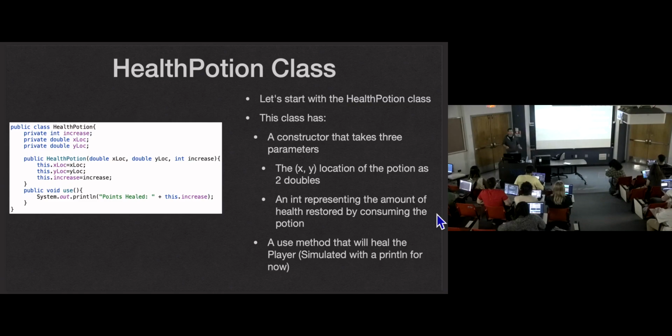So we're saying none of these values are going to be the same for all health potions. Every health potion can start in a different location and have different values for how much health it's going to restore. And then a use method that is just simulated for now. We don't have a player class yet. It is going to print to the screen how many health points were healed. So just simulating it for now.